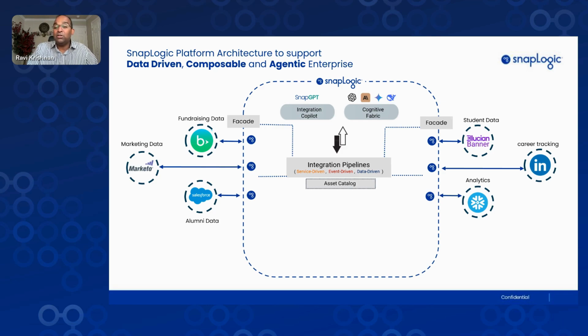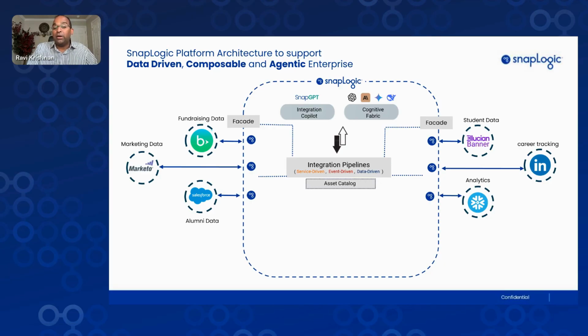A left hand doesn't know what the right hand is building. The end result is people are rebuilding those integrations or pipelines which have already been built before. That's because there is a lack of visibility on what assets are already created. This is where SnapLogic provides you with what we call an asset catalog. Every integration pipeline that is being built inside the SnapLogic platform is now being cataloged.